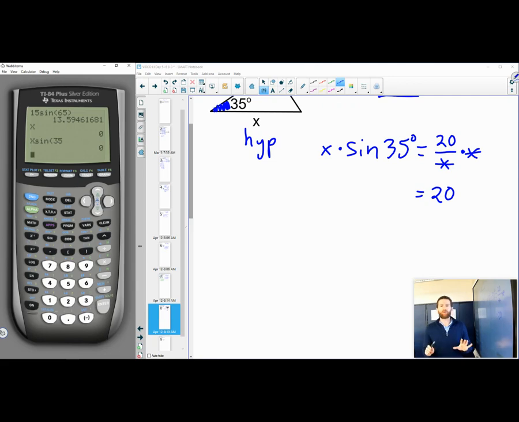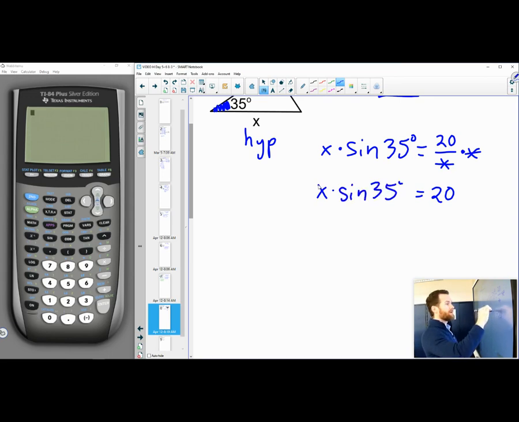So you don't want to use the x button unless you're graphing, unless you're telling the graphing calculator that it's a variable. But that's a lesson for another time. So here, all we can do is just x times sine 35. And actually, it should not surprise us that we're not done yet, that we can't get an answer, because x is not yet by itself.